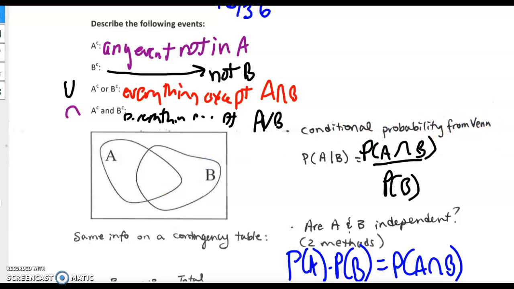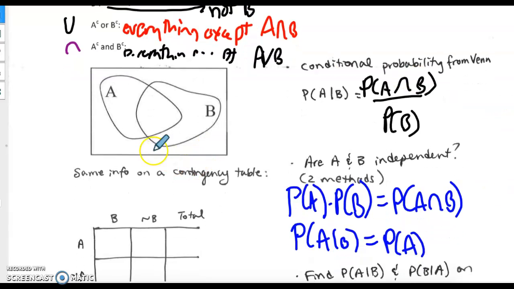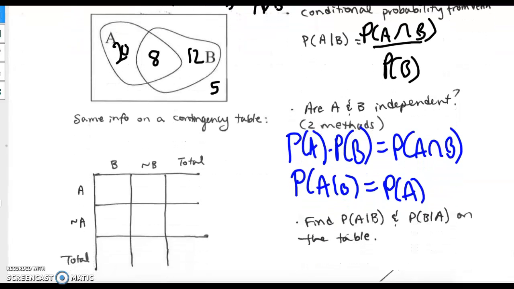I don't know what events A and B are. We can make them up anything you want. They could be whether you're left-handed or right-handed, or whether you have brown hair or green eyes. It doesn't matter. But I'm just going to put some numbers in here. So now I'm going to put a 20 out here, an 8 in the overlap, a 12 over here, and a 5 down here. And we are going to also fill in our table.